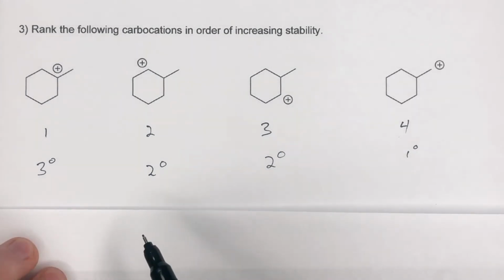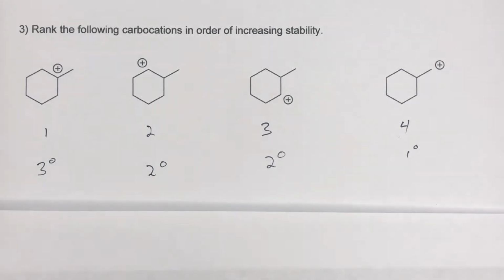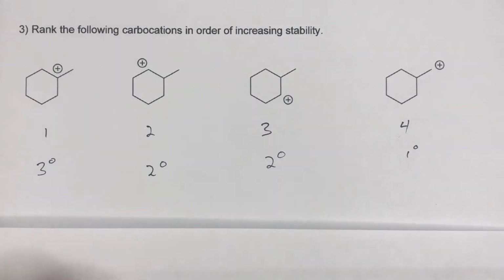Now, the main thing that you need to know here is that stability for carbocations increases with the substitution at the carbon, through a phenomenon called hyperconjugation. So the tertiary carbocation here is going to be more stable than any of the other options, and it propagates down. Secondary is less stable compared to tertiary, and primary is less stable than secondary.